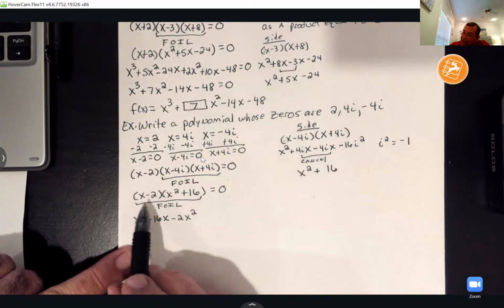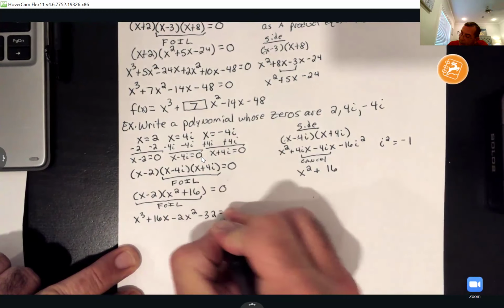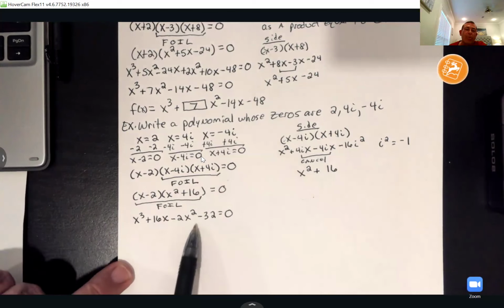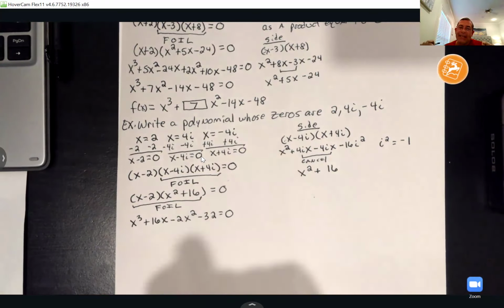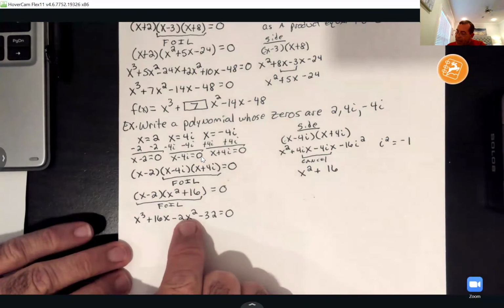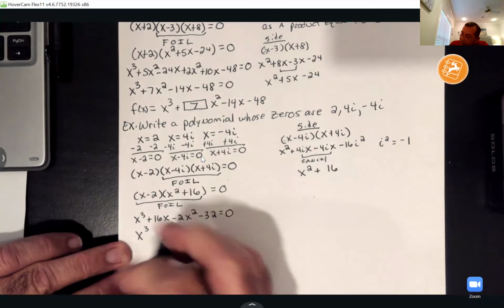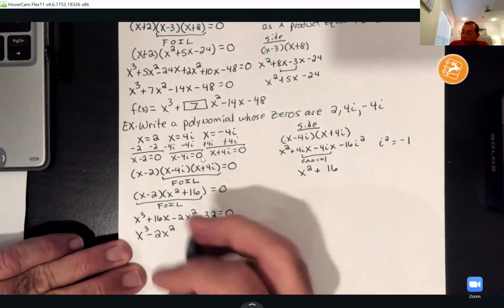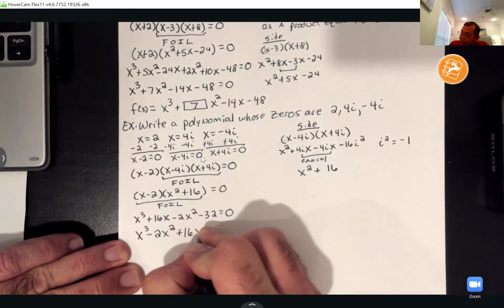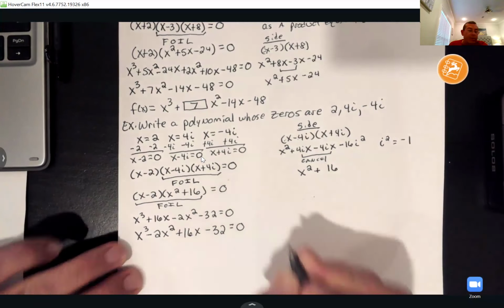And finally I got what? Negative 2 times 16 is a negative 32. There's only one thing I got to do to that, y'all, and that's get that thing in descending order, because I got to put the x squared term before the x. So I get my x to the third minus 2x squared plus my 16x minus 32, all equal to 0.